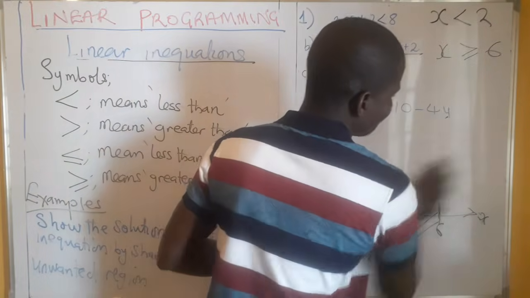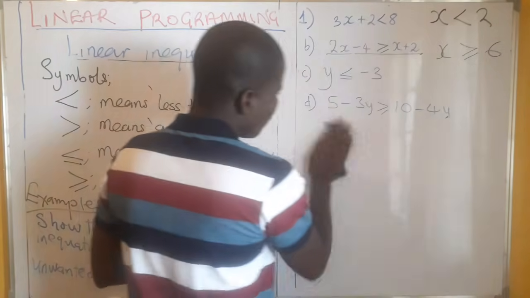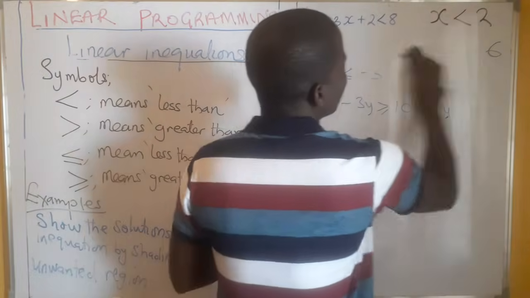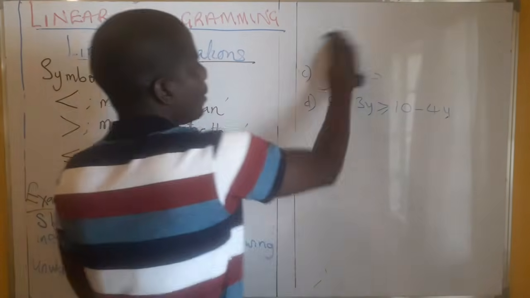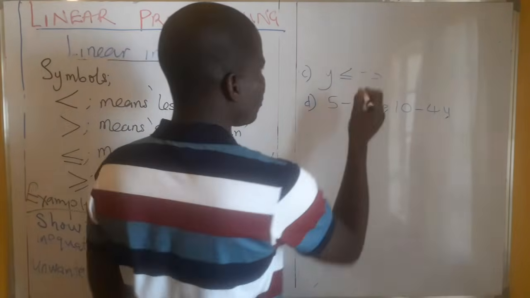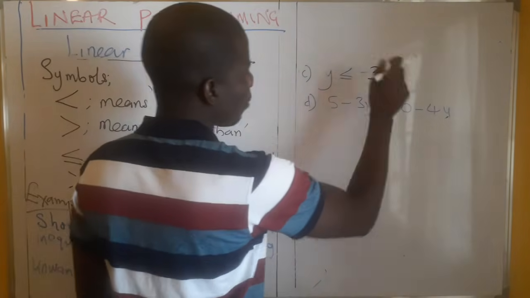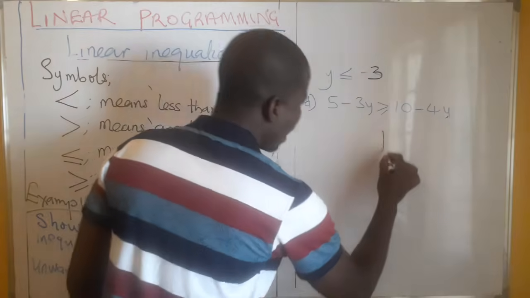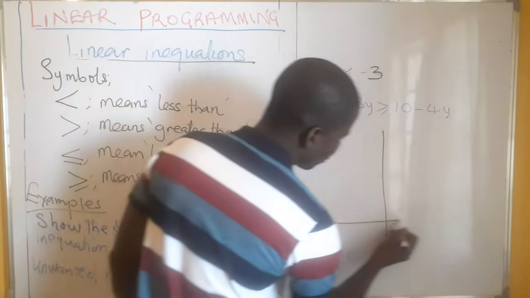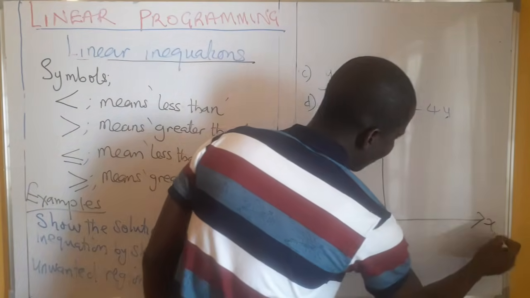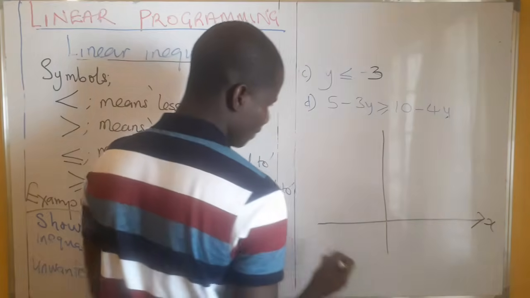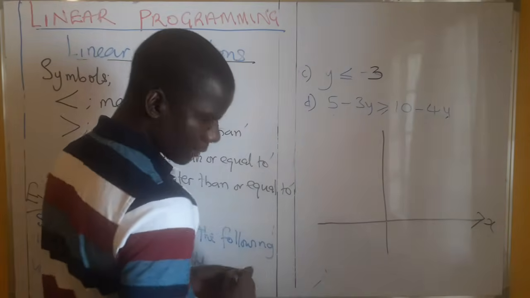So we move on. We come to, what do we have? This one, y is less than or equal to negative 3. This is our x here.